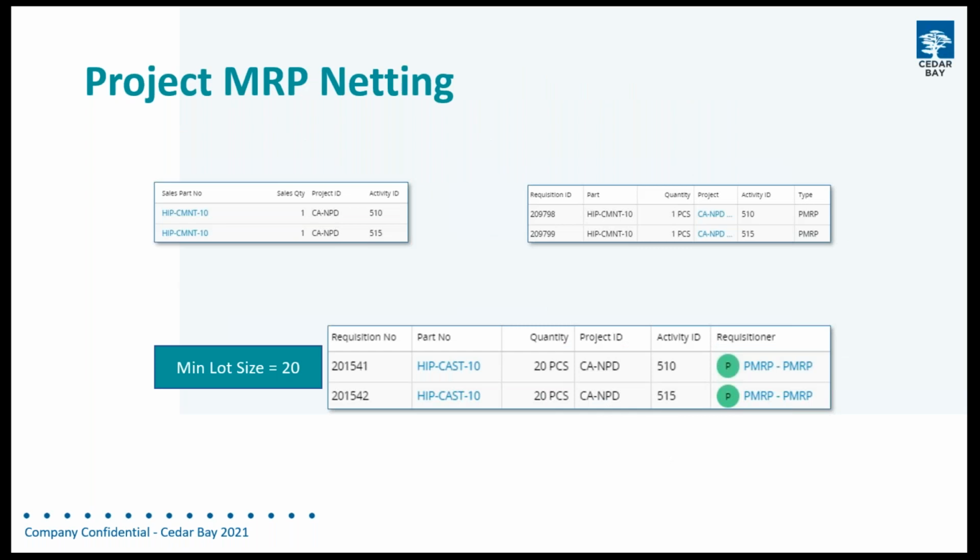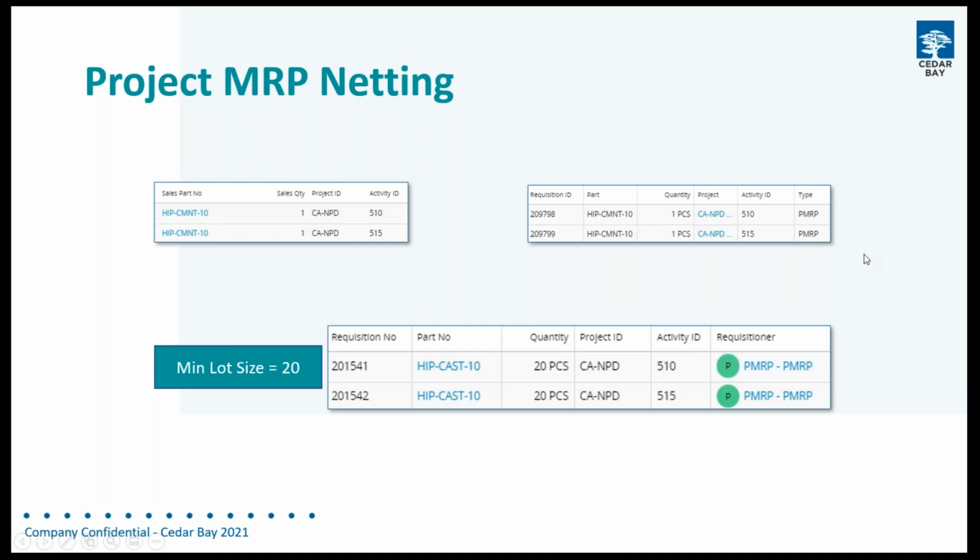So I want to have a quick look at netting, because even though that's great, it can, if we're not careful, introduce some problems. So we just want to go through the netting process that Project MRP does, so that you get an understanding of it. So again, looking at our customer order lines connected to our different activities, we've generated shop orders that are on a one-for-one basis, just as we saw in the previous example.